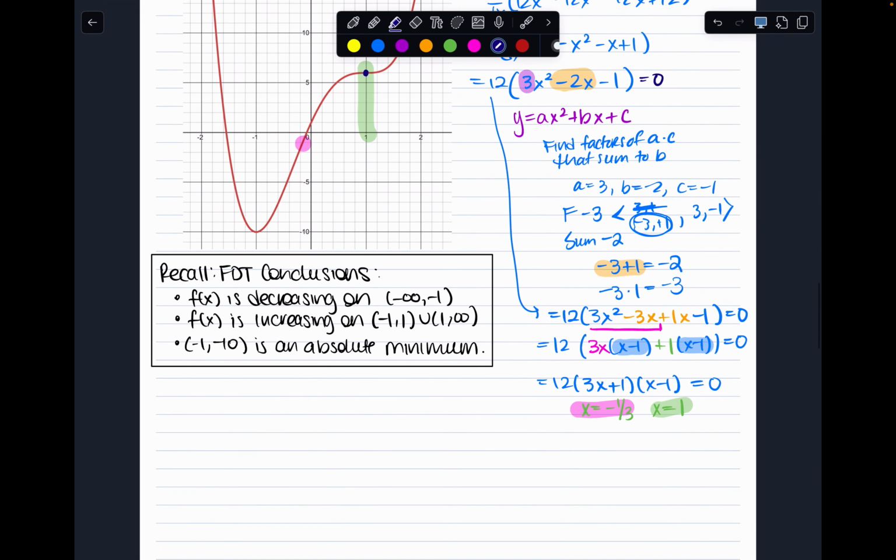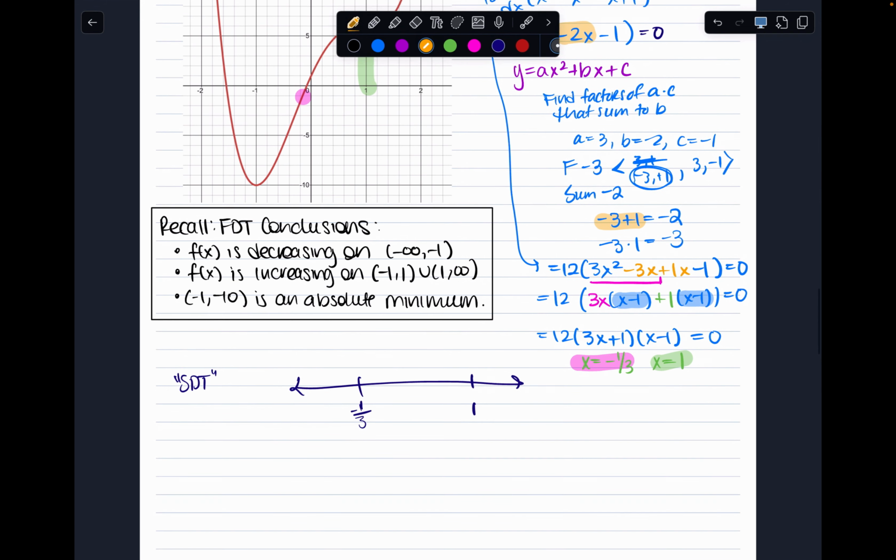So to test the second derivative, and again, I'm going to put it in quotes, but we're testing the second derivative, so it's really technically the second derivative test. We're going to put the possible points of inflection on a number line, and we're going to test values in between, always testing one if we can.